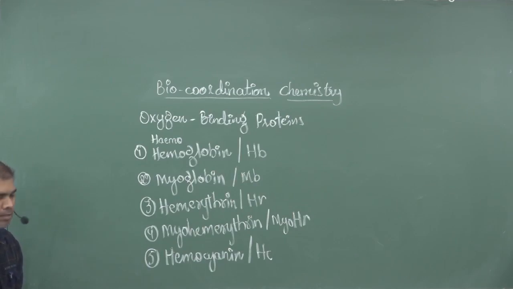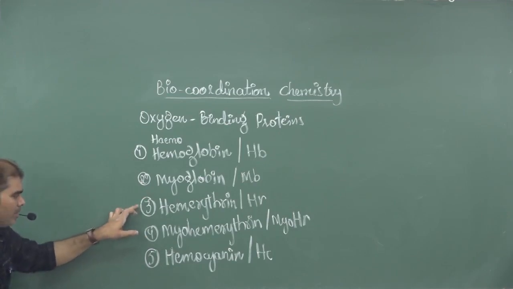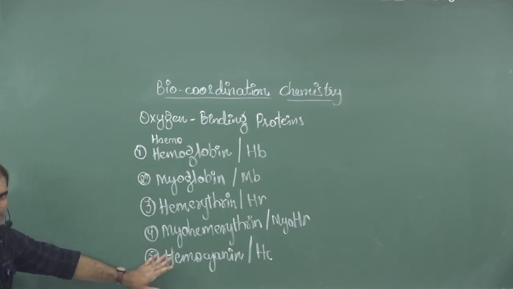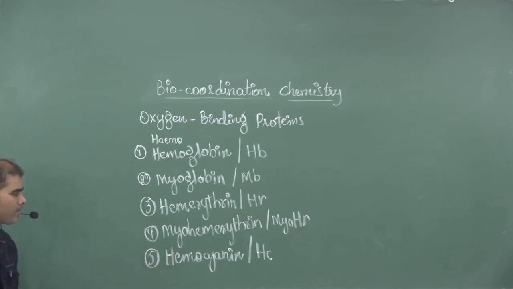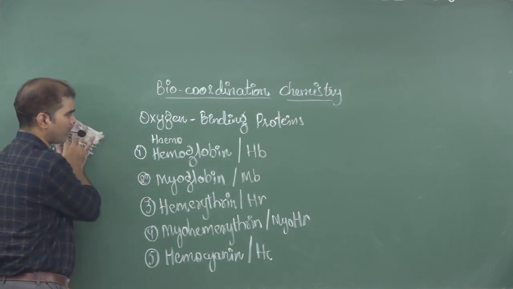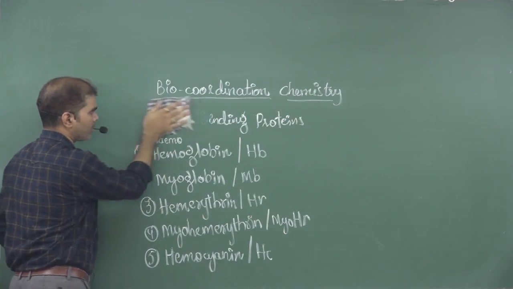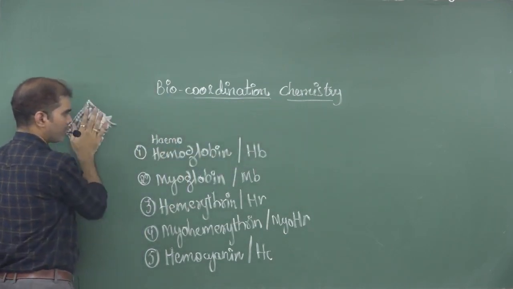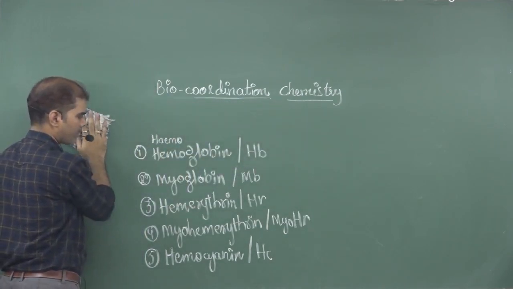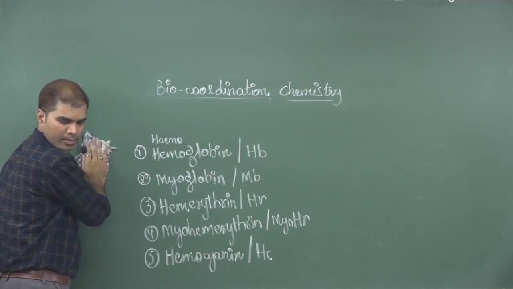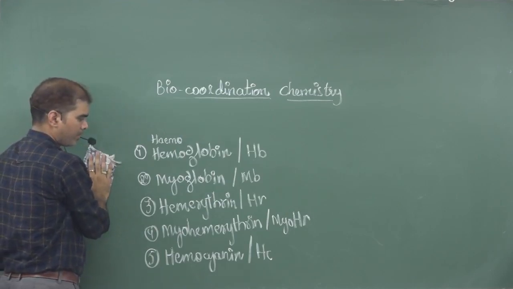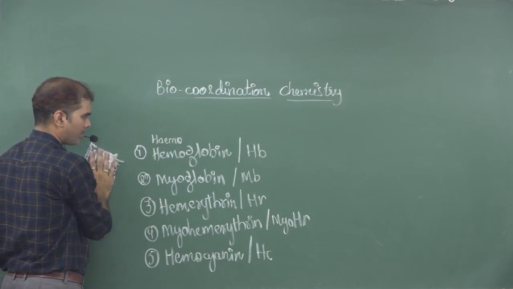Hemoglobin, myoglobin. Myoglobin is the monomer of hemoglobin. Hemerythrin, myohemerythrin. Myohemerythrin is the monomer. Hemocyanin has no monomer. You don't find a monomer, but different subunits are there. So let us begin with hemoglobin today. Finished? Myohemerythrin, last one is hemocyanin.